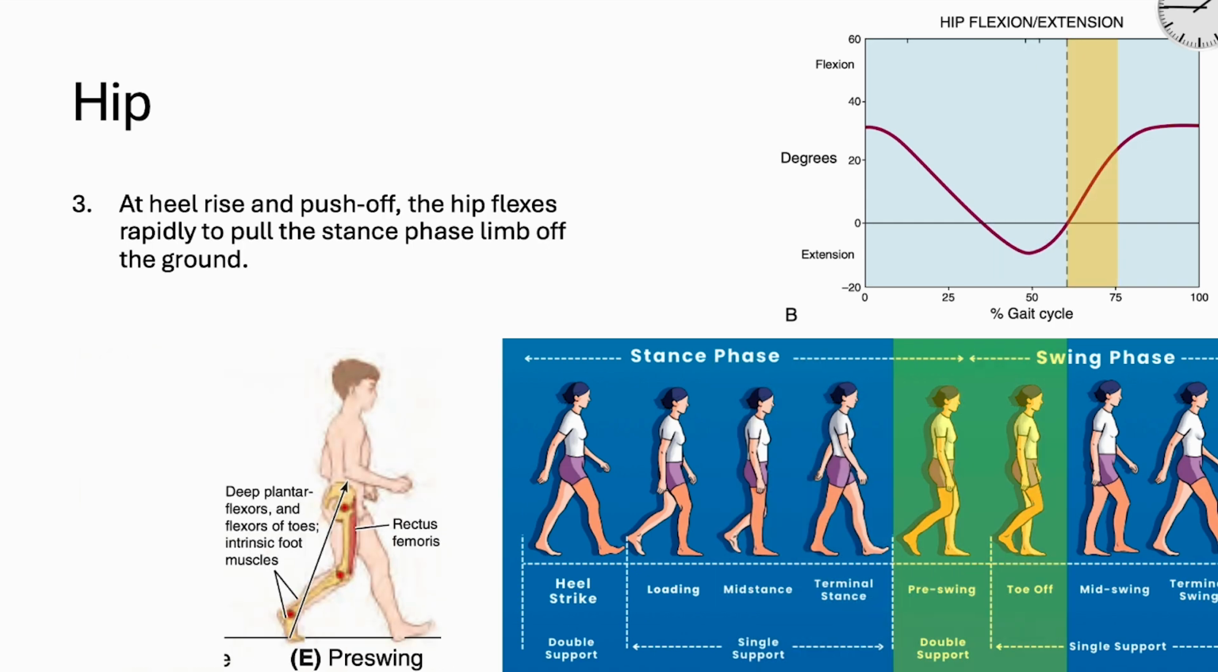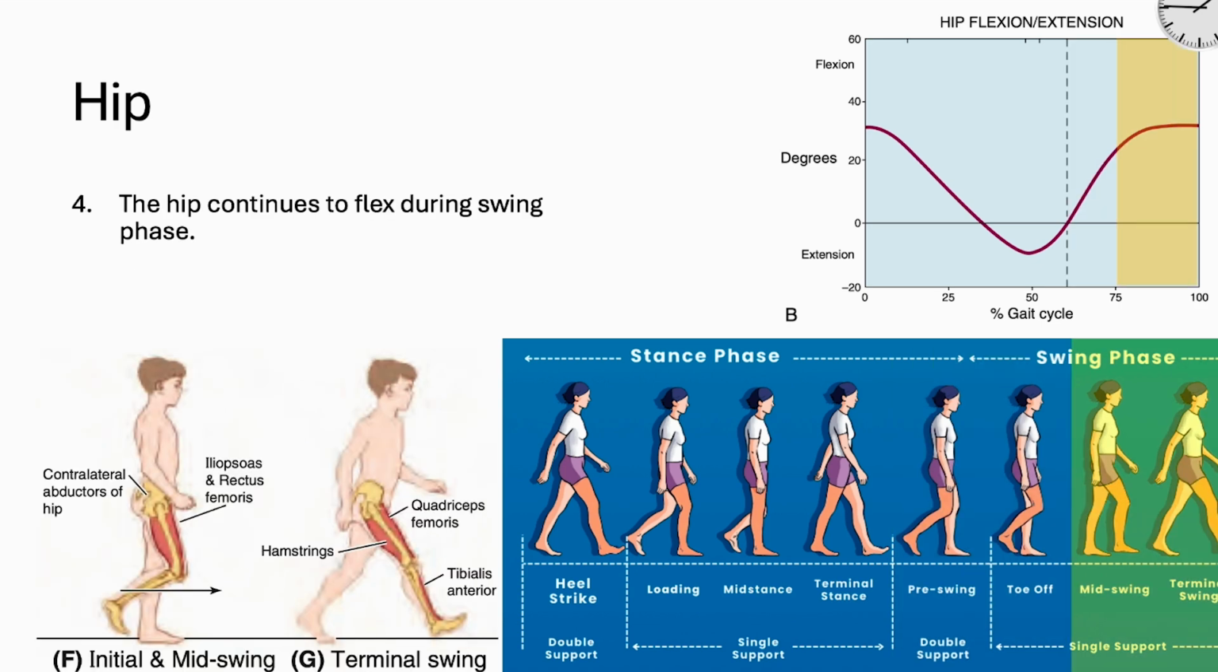At the start of the swing phase, during heel rise and push off, the hip flexes rapidly to pull the stance limb off the ground, with the rectus femoris contracting at this stage. The hip continues to flex to a maximum of 30 degrees during the mid and terminal swing phases, aided by the active concentric contraction of the iliopsoas and rectus femoris muscles.